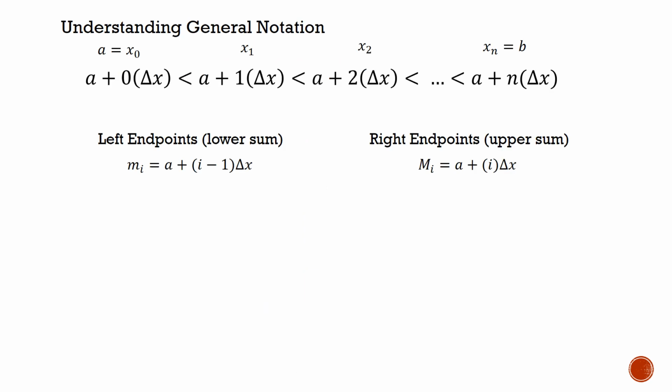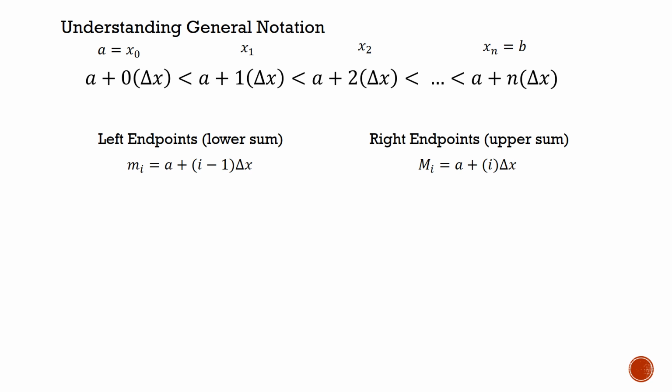Alright, so we're going to take a look at some general notation. A is my lower bound, and we know that B is my upper bound. And how do I get my subintervals? Well, by simply adding the width of the rectangles, and that's where that 1 times delta x and 2 times delta x comes in. Not that important. Don't worry about that too much.